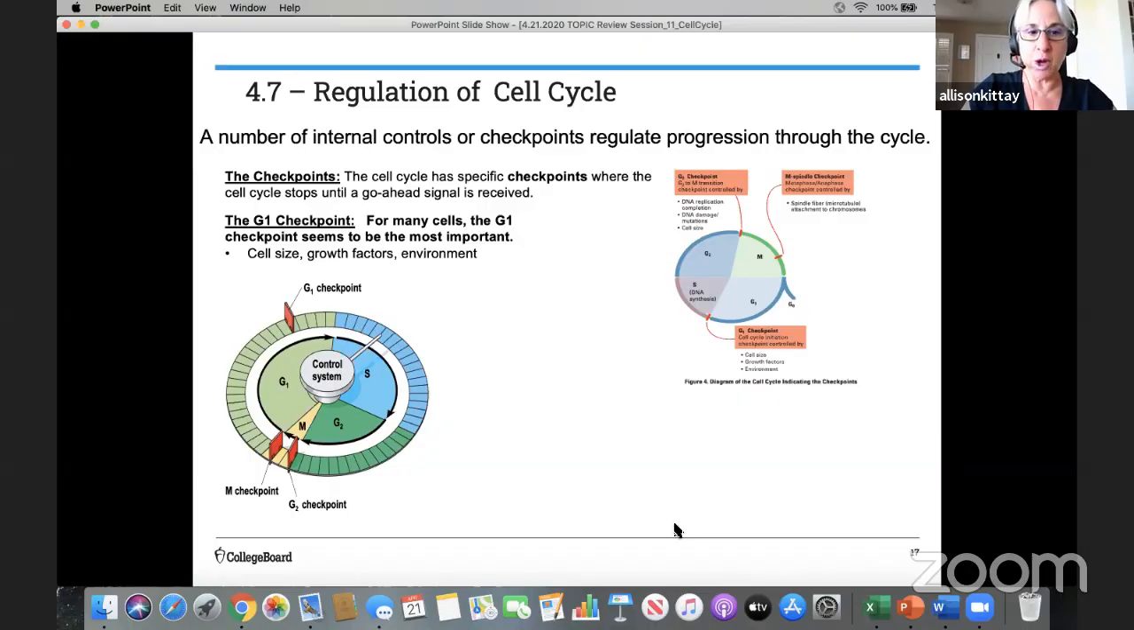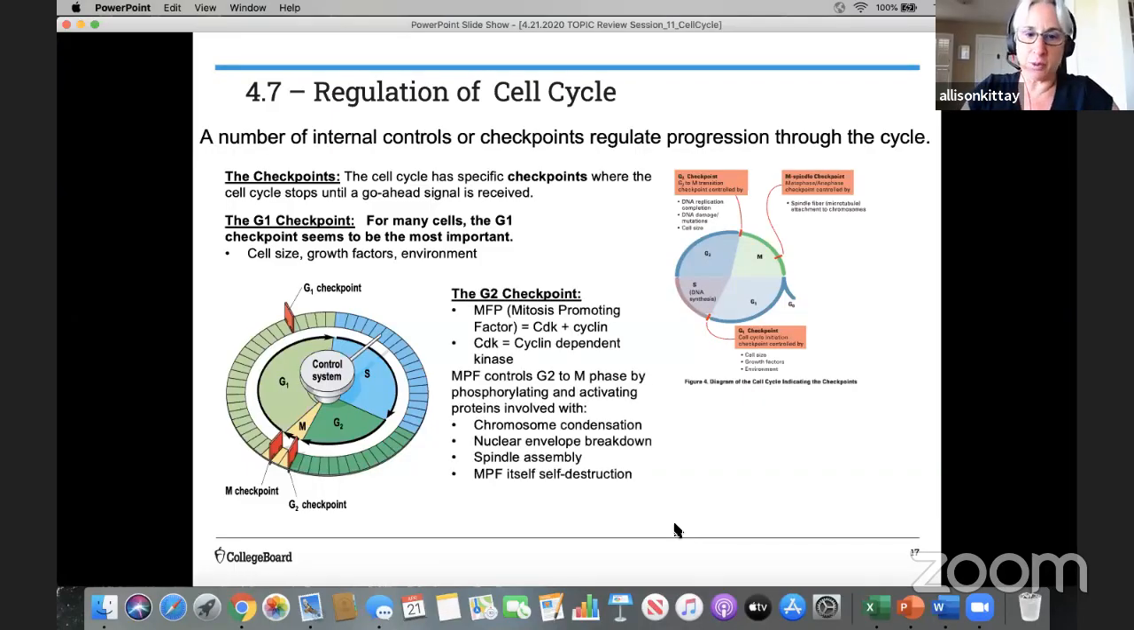Okay, so the G1, again, is the first checkpoint, and it turns out that if cells pass that G1 checkpoint, they do tend to go on, they synthesize their DNA, they prepare to divide, and they divide successfully. But it's also the place that cells can drop out into that G0.